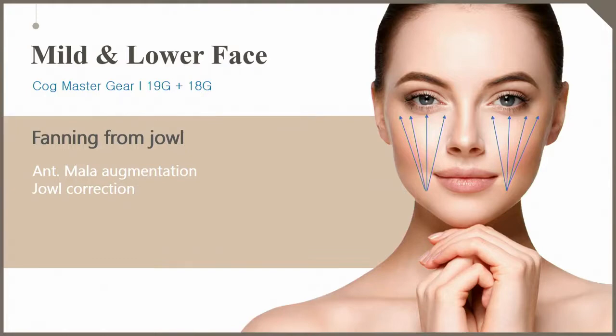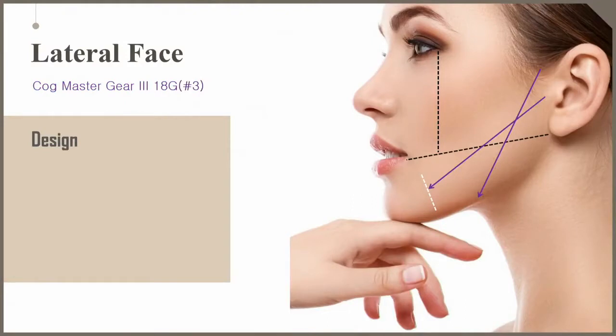I usually prefer to use 19-gauge Cogmaster Gear 1 thread for the medial part, and 18-gauge Cogmaster Gear 1 thread for the lateral part. Because as I mentioned before, there are a lot of facial expression muscles on the medial side of the face. So if you use a thick thread here, the patient will complain of a foreign body sensation. That's why. But for better effect, I can add Cogmaster Gear 3 thread here.